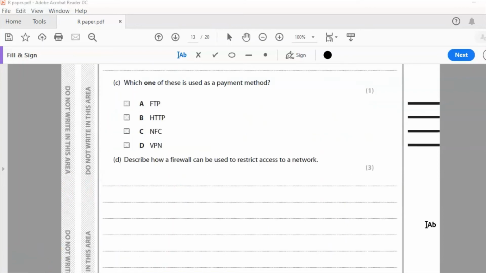C. Which one of these is used as a payment method? Is it FTP, HTTP, NFC, or VPN? The correct answer is C. It is near field communication. It is a contactless payment.